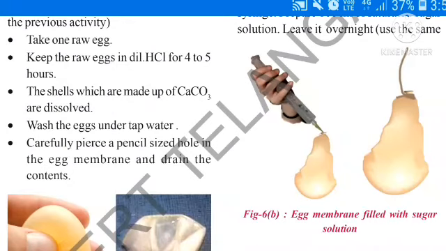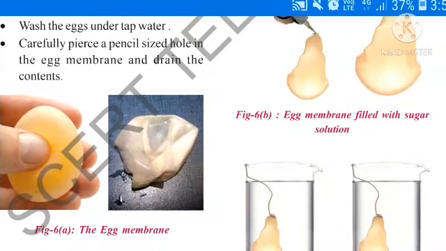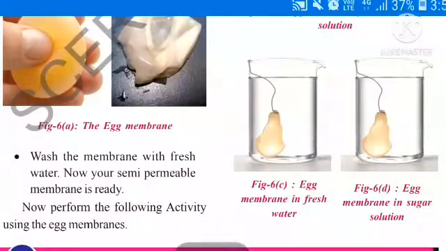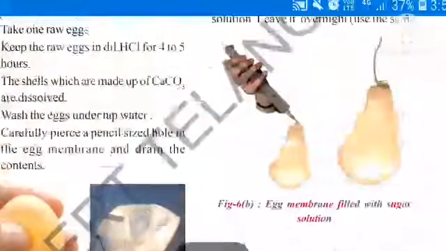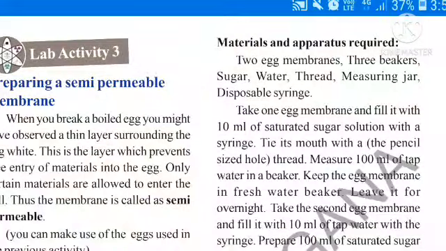We can separate a membrane from the egg. That membrane acts as a plasma membrane, a semi-permeable membrane. Wash the membrane with fresh water. Now this is called a semi-permeable membrane. They have given one activity with the help of this semi-permeable membrane. Observe this. We are preparing some solutions.